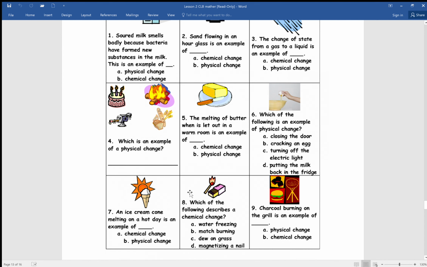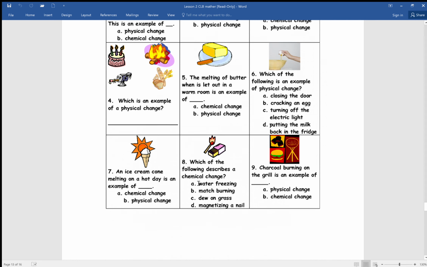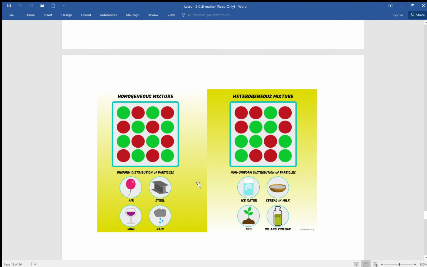An ice cream cone melting on a hot day is an example of physical change. Which of the following describes a chemical change? Yes, if you already got the hint from the image, okay. It is a match burning. What happens when charcoal is burnt in a grill? What is it an example of? Chemical change. You're so correct.